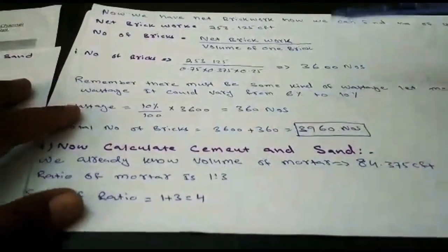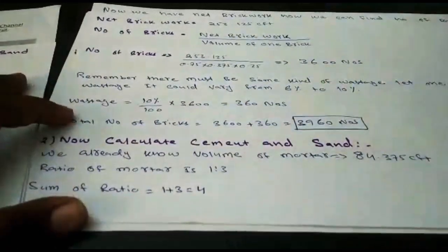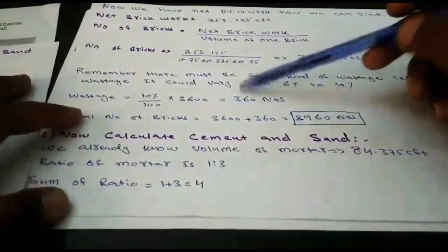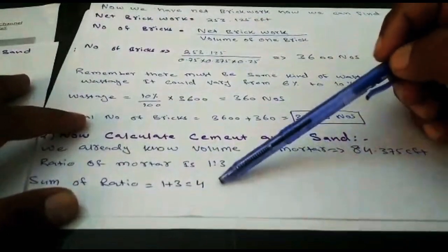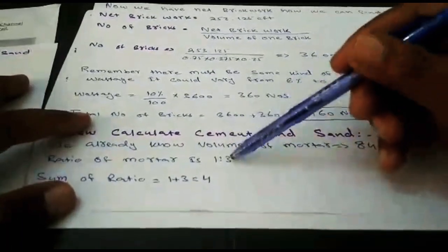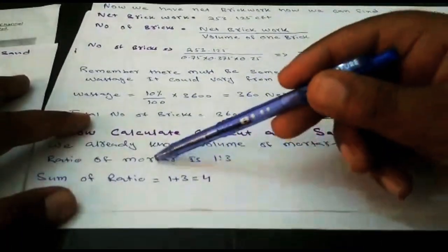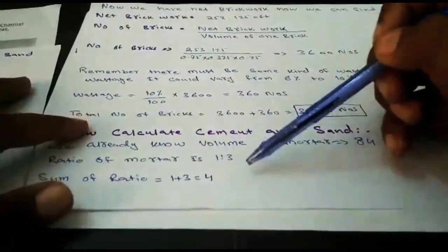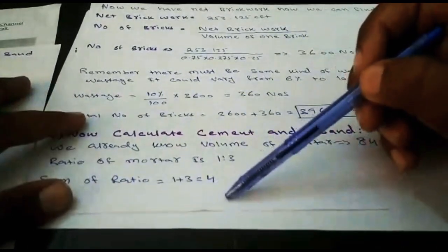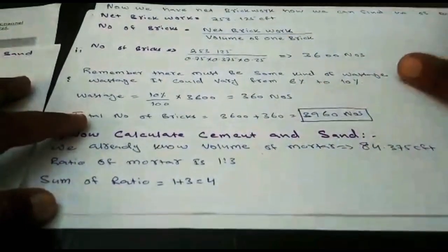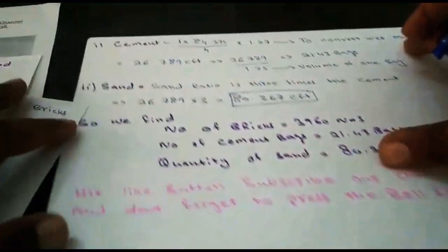Now calculate cement and sand. We already know volume of mortar, which is 84.375 CFT. Ratio of mortar I have taken is 1:3. It varies from site to site, like I have taken 1:3. Sum of ratio 1 plus 3 is equal to 4. Remember, before finding the quantity we must sum the ratio. 1 plus 3 is equal to 4. It is the important part of finding the quantity of materials.